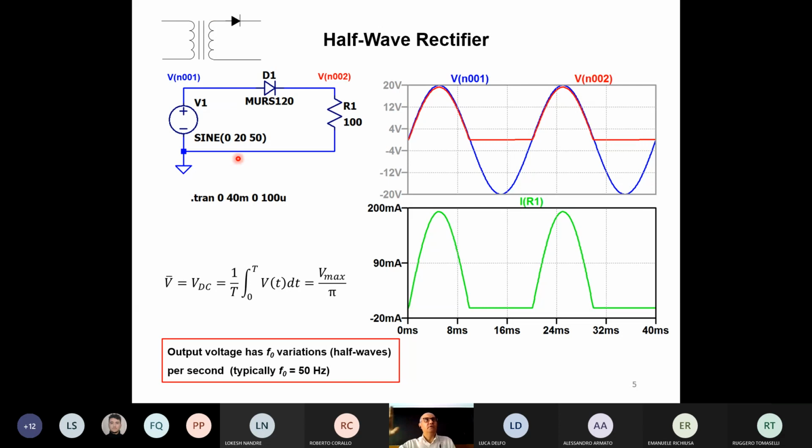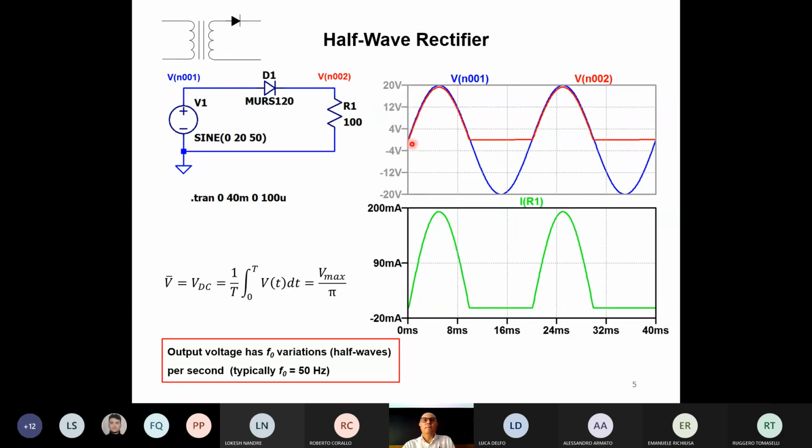These 20 volts are the peak voltage. So if you want to calculate the effective voltage, you must divide by 1.4, and it will be something like 14 volts of effective voltage. Then I used a diode, a standard diode, and I'm supposing that we have a load of 100 ohms. In this simulation on the right, I'm looking at the voltage on node 1, which is the voltage on the sine wave generator, and node 2 in red, which is the voltage on the output resistance.